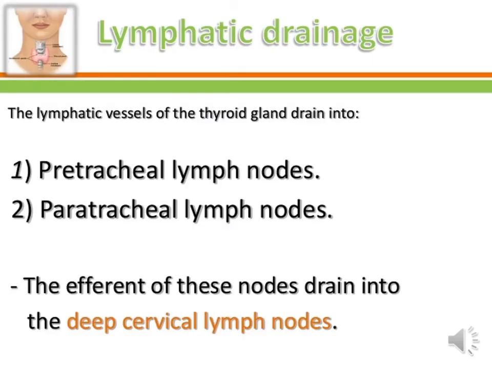The lymphatic drainage of the thyroid gland. The lymphatic vessels of the thyroid gland drain into the pretracheal lymph nodes and paratracheal lymph nodes. The effluent of these nodes drains into the deep cervical lymph nodes. حقيقة خلال two group of lymph node, pre and paratracheal lymph node were drainage, and these two lymph node drain to the deep cervical lymph node.